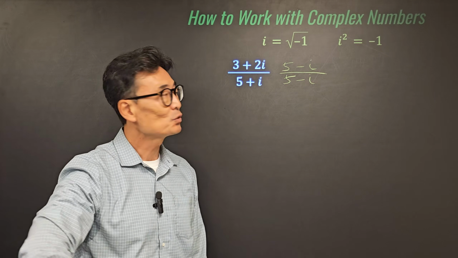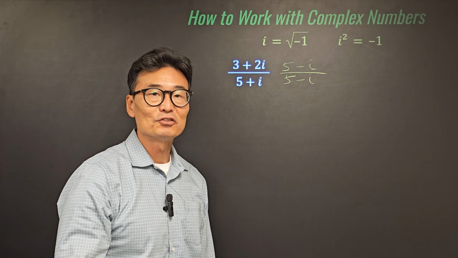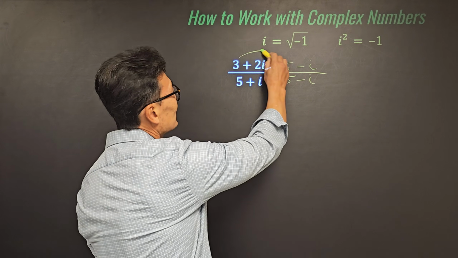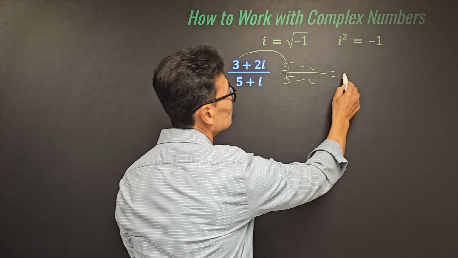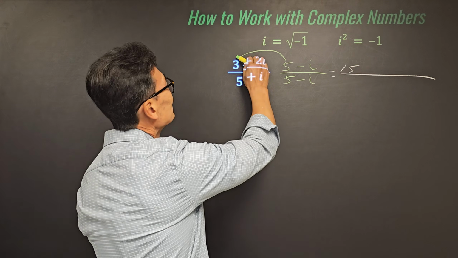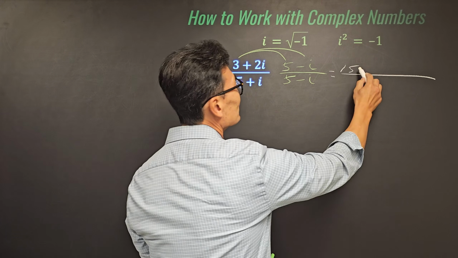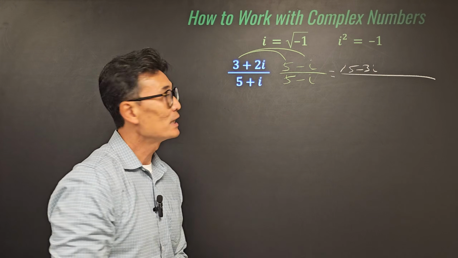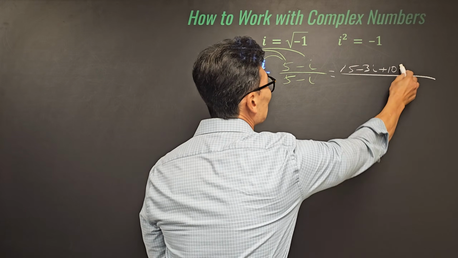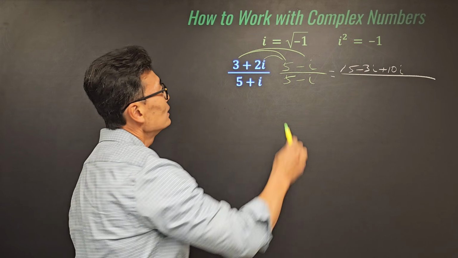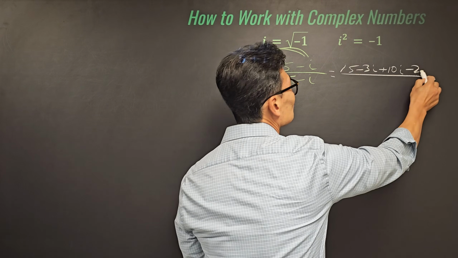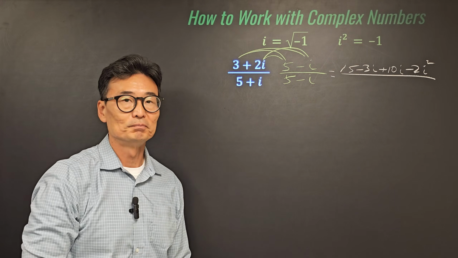in the numerator. So let's go ahead and multiply these two fractions. First, 3 times 5 will be 15. 3 times negative i will be minus 3i. 2i times 5 will be positive 10i. And 2i times negative i will be negative 2i squared.